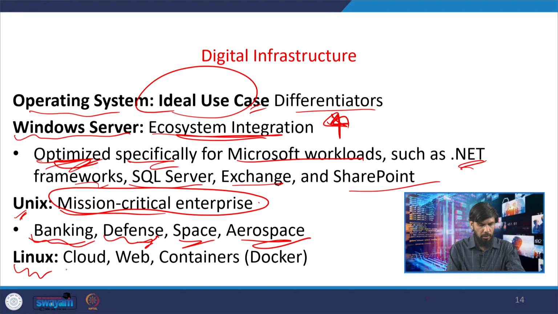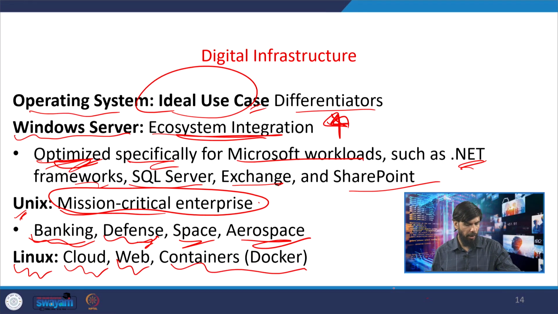And Linux, if you are into more commercial areas, like cloud space or web, containers, Docker, you are running cloud apps, hosting, you are a cloud service provider, then Linux is the way to go, right. In these different use cases, Linux is used more if you are providing services to a large segment of enterprises or users, then you would like to go for the cloud, web and containers, Docker, that kind of environment. So Linux would be more suitable. Unix for mission critical, and Windows Server when you are using Microsoft products for that ecosystem integration.